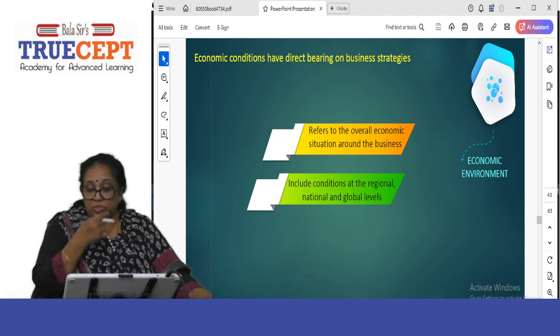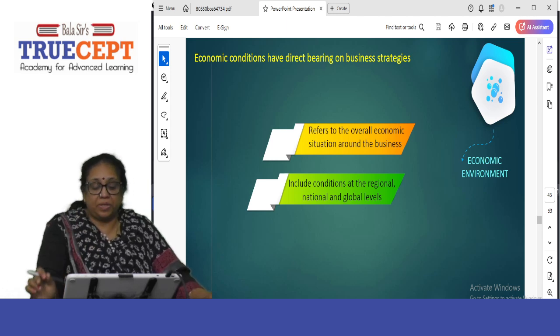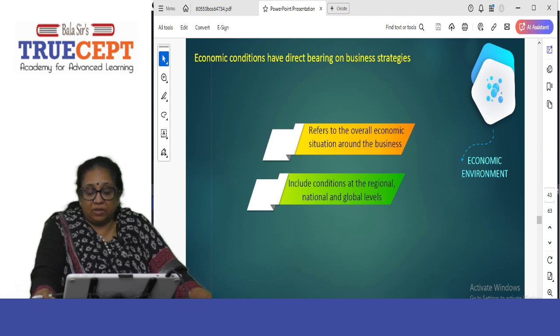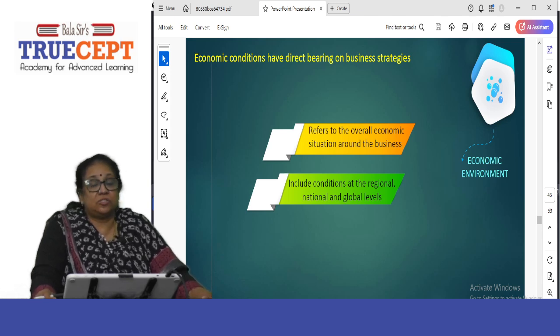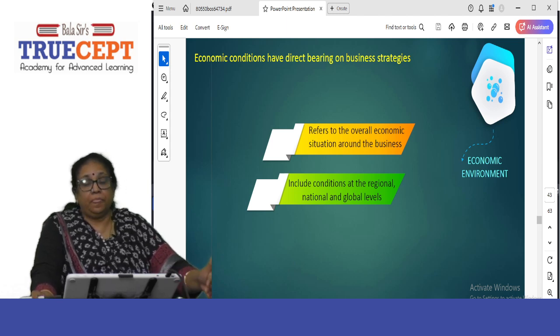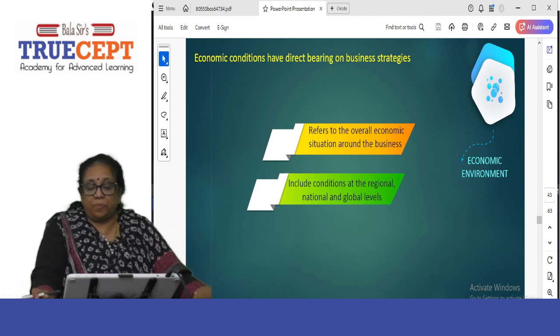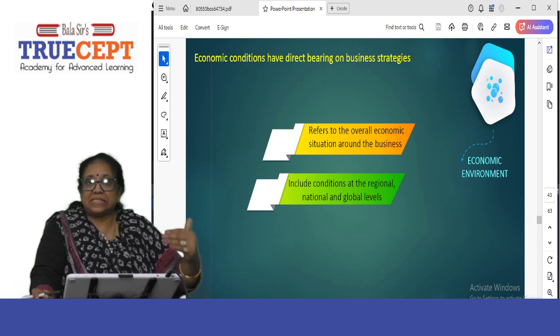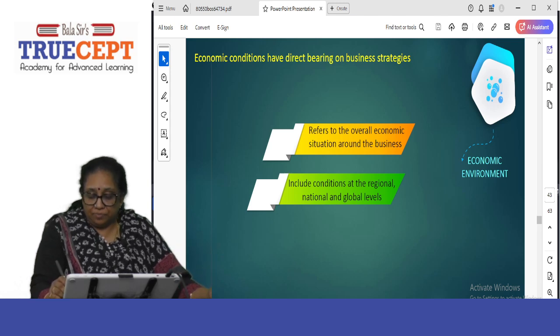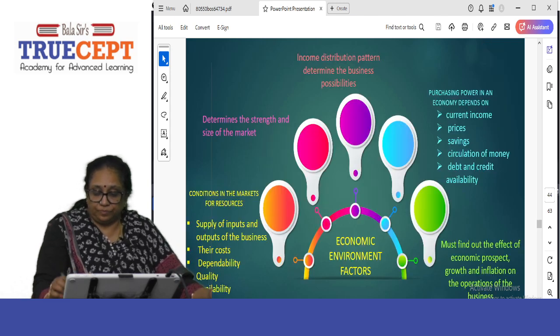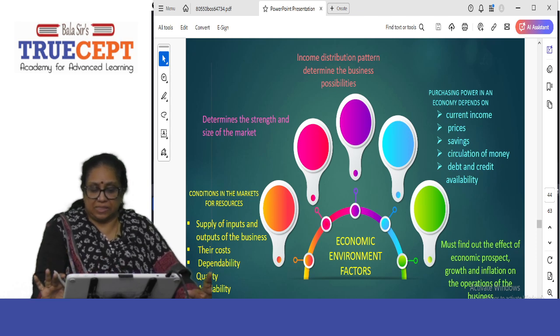See, now we come to the economic environment. What is an economic environment? This talks not only of the regional level and national level, it's also on the global level. Inflation, recession, the unemployment level. So everything it touches upon, that is your economic environment. Whether it's very conducive to run a business. See, a lot of factors.